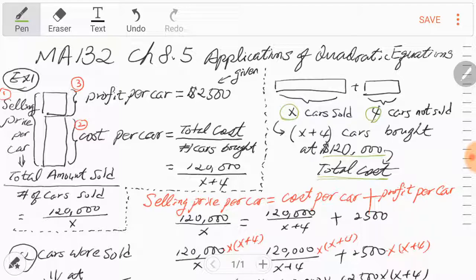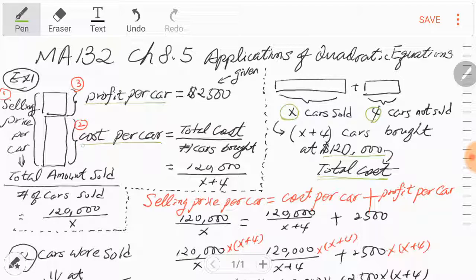All right, then we are looking for how many cars the dealer has sold and what is the average price per car. So let's consider the selling price per car. The selling price is the cost per car plus the profit per car. So the sum of these two will be the selling price per car, right? Selling price is the cost plus the profit.